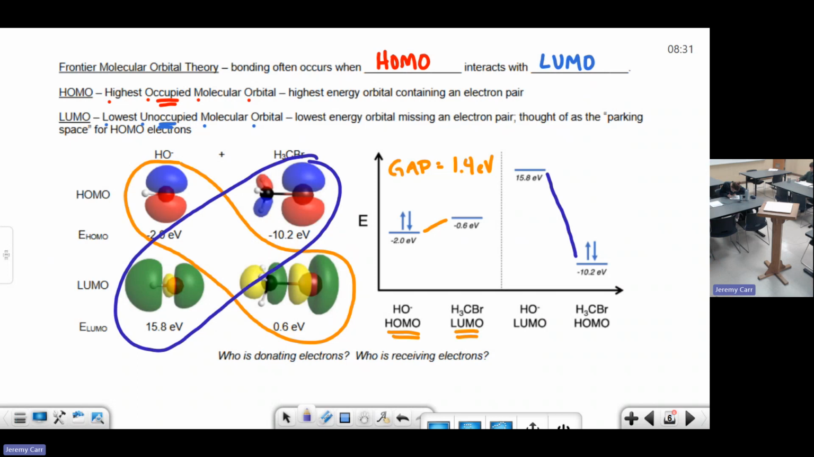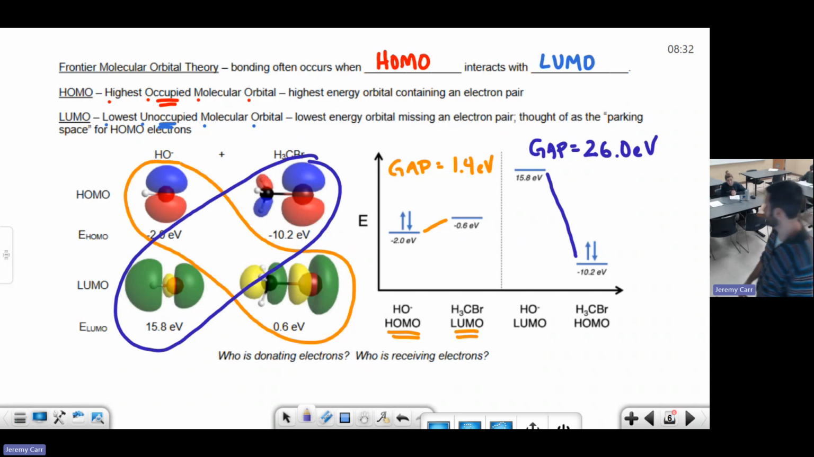What is the gap between the two of them? Pretty easy calculation to do. All we do is 15.8, and then we add, because we're subtracting negative 10.2, and we see that the gap is equal to about 26.0 electron volts. And you say, okay, so who cares about this? Why is this so important? Well, think about it from this perspective.